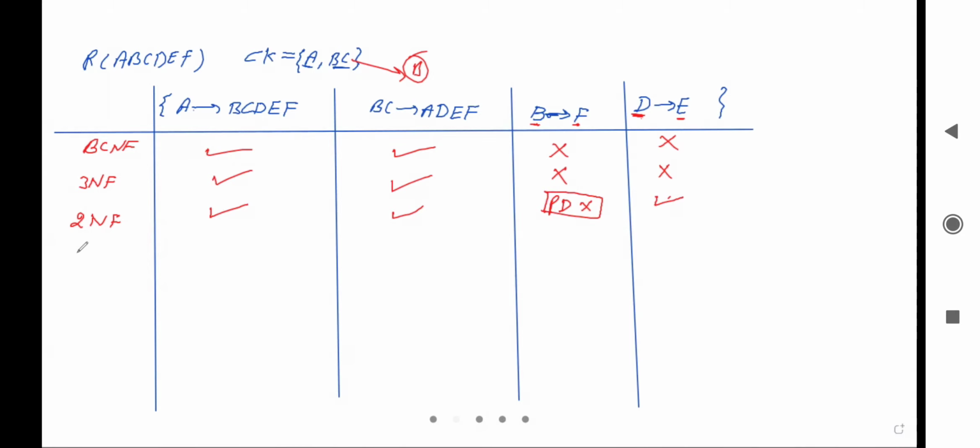Now, what about the first normal form? In case of 1NF, this will satisfy, not a problem, because in 1NF we are looking for multi-valued attributes. So here there is no multi-valued attribute. So here it will satisfy in all the cases, right? So here the highest normal form is the first normal form. Is it clear to all?